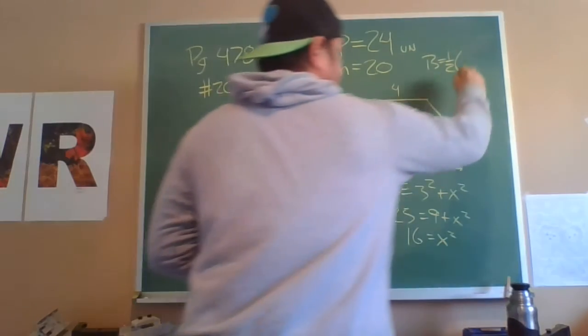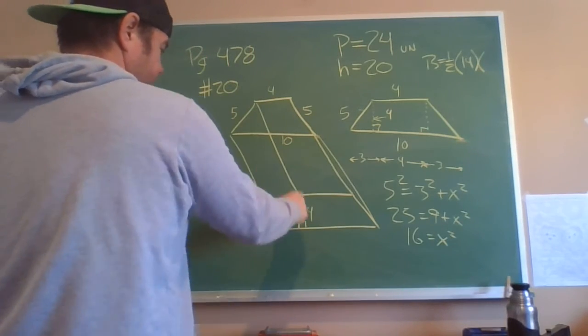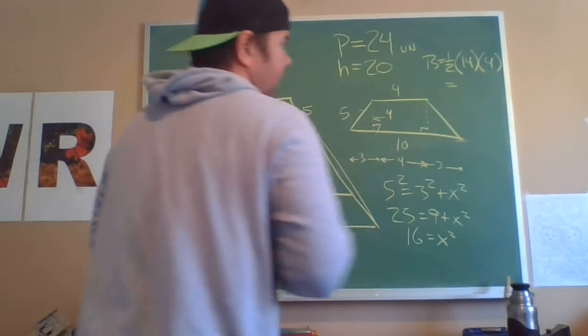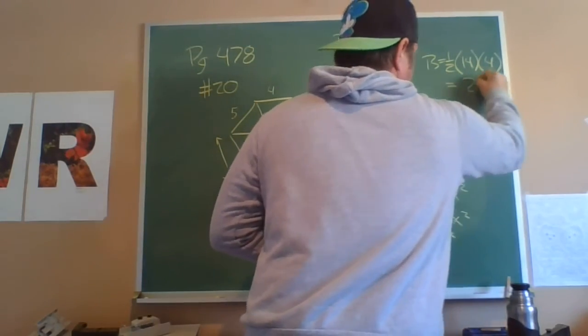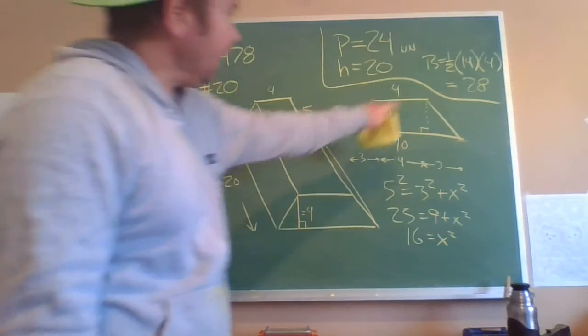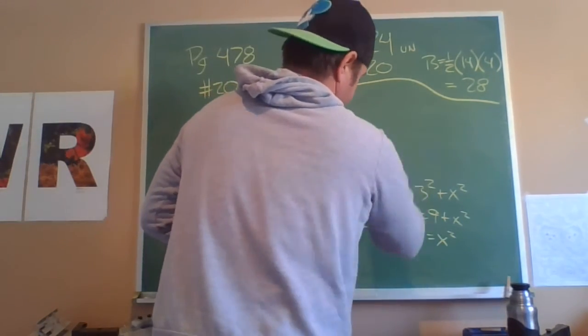10 plus 4 is 14. Times the height of the trapezoid, which we just figured out is 4. 1/2 of 14 is 7. 7 times 4 is 28. So there's our ingredients: perimeter of the base, height of the prism, and area of the base. Cool.